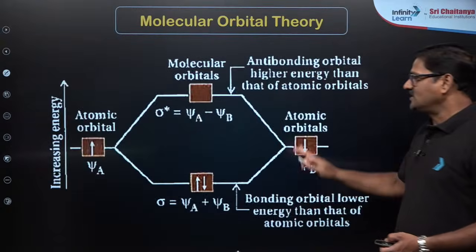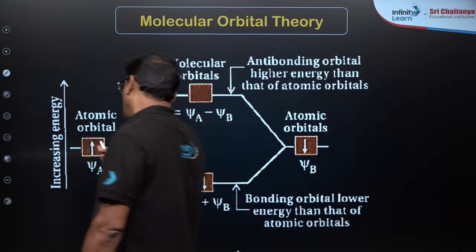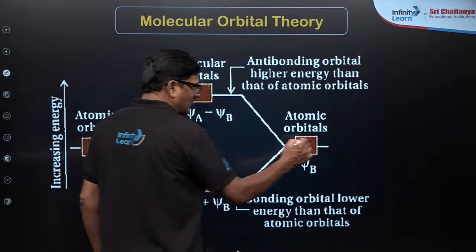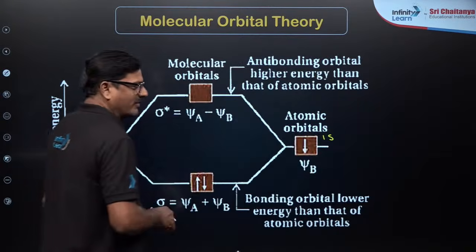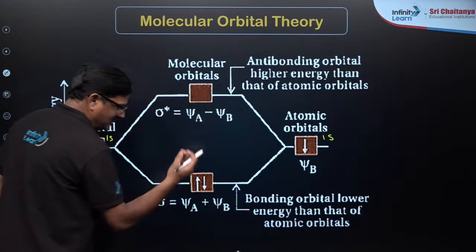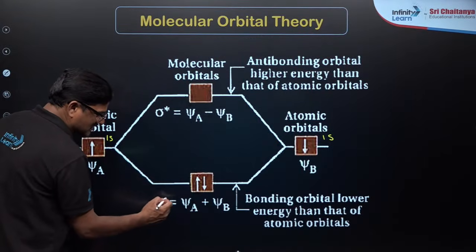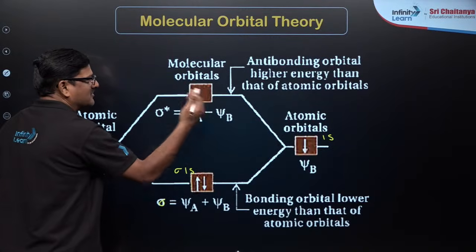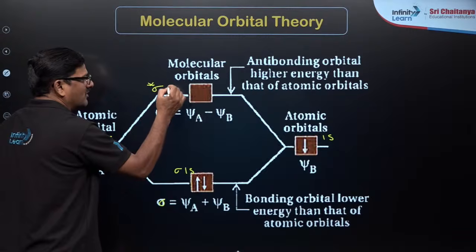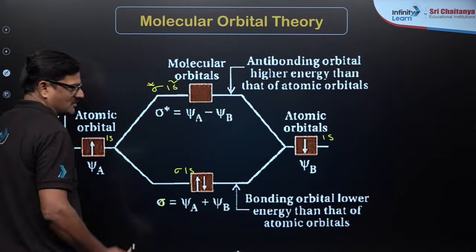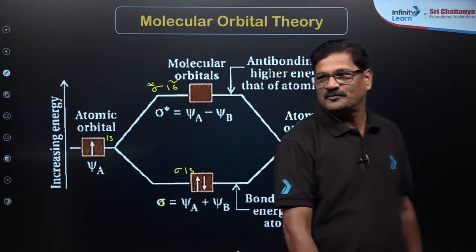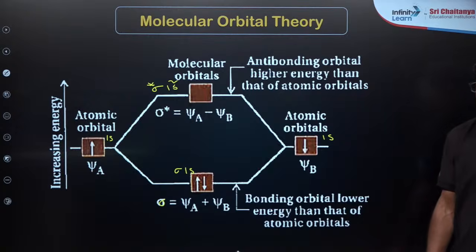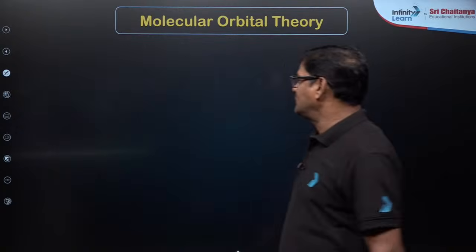And you can see this is the way when an A orbital has an electron here, let us say this is a 1s orbital and this is a 1s orbital. Its wave functions are psi a and psi b. Psi a plus b gives rise to sigma, you can say this is the sigma 1s orbital. Psi a minus b is the anti-bonding molecular orbital sigma star 1s. Are you getting it or not? Clear? Any doubt?